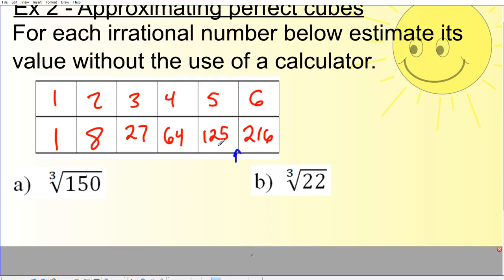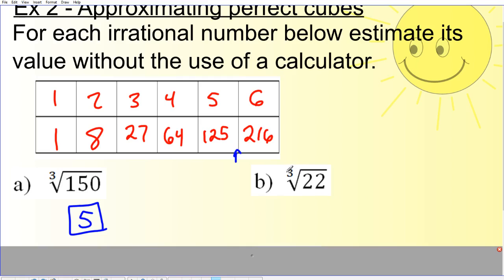Is it closer to 125 or is it closer to 216? It's closer to 125. It's closer to the 5. So I'm going to say this guy is about 5. I know it's going to be a little bit bigger than 5 because 150 is bigger than 125. So it might be 5.2 or 5.3. I don't know exactly what it is, but it's a little bit bigger than 5.